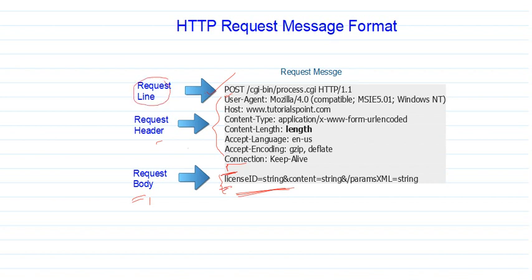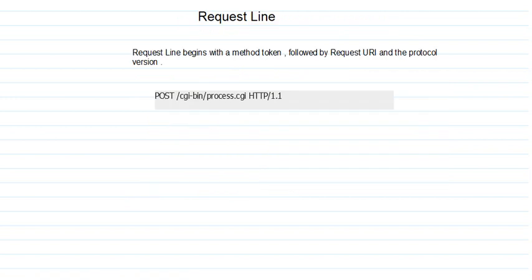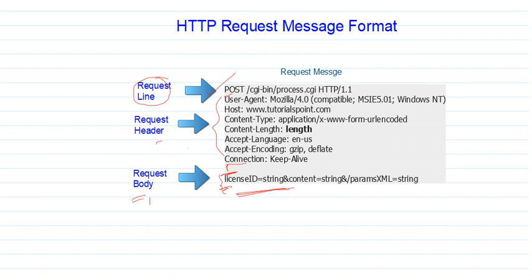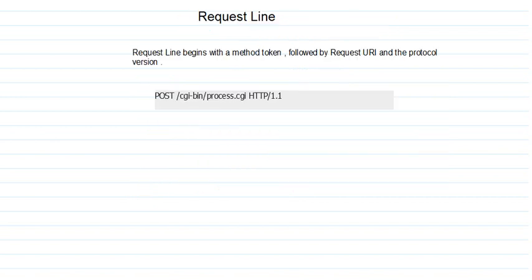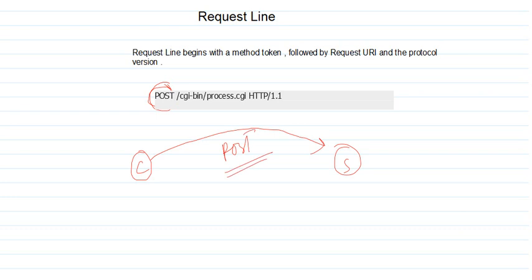We'll talk a little bit about the request line. The request line begins with a method token. The request line always starts with a method. You can see in this request line, it is starting with POST. That means the request that the client is sending to the server is a POST method, the POST request. We have already talked about POST requests many times. You can refer to the previous video.